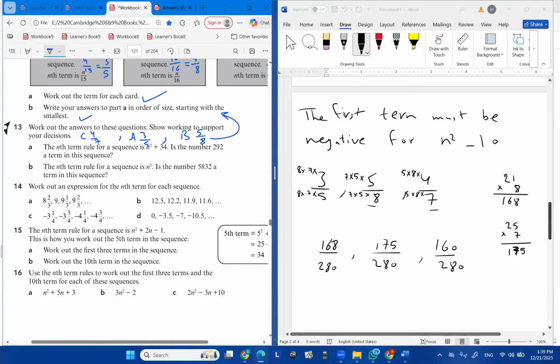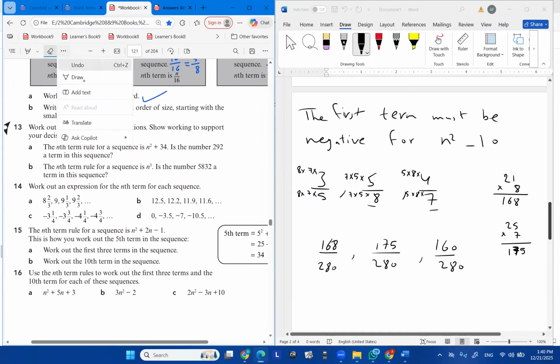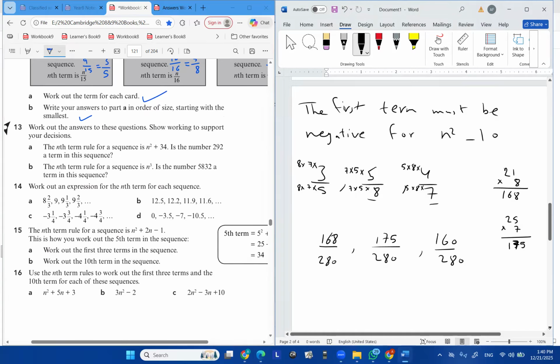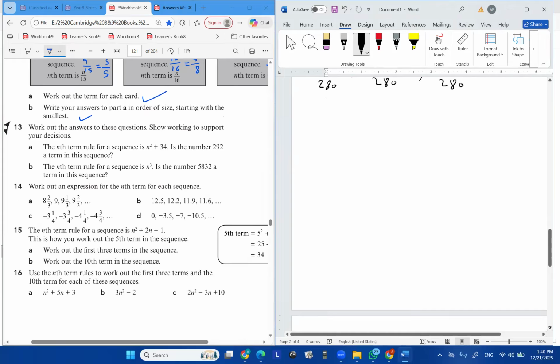Question 13. Work out the answers to these questions. Show working to support your decisions. The nth term rule for a sequence is n squared plus 34. Is the number 292 a term in this sequence?